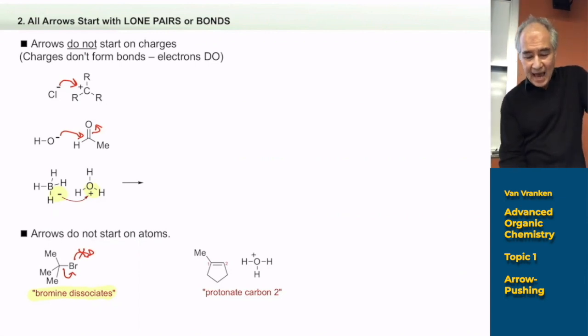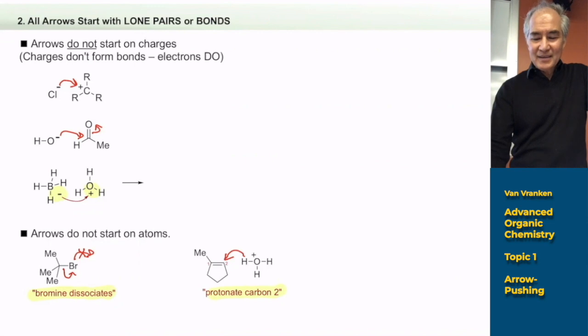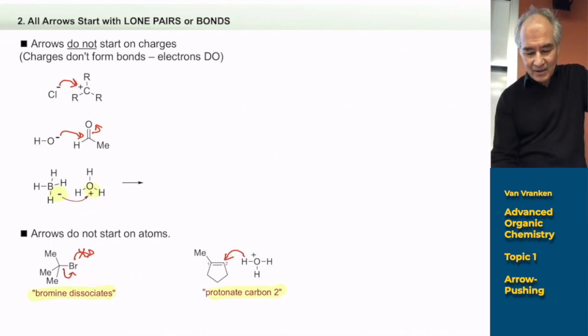Or if I tell you to protonate carbon-2, I'm telling you to add an H to carbon-2, but that doesn't mean your arrow pushing should look like this. That doesn't mean your arrow pushing should look like what I said. It's the double bond that is the base and the nucleophile here. So don't do it like that. Start your electrons from the double bond and then attack the proton and break the bond.